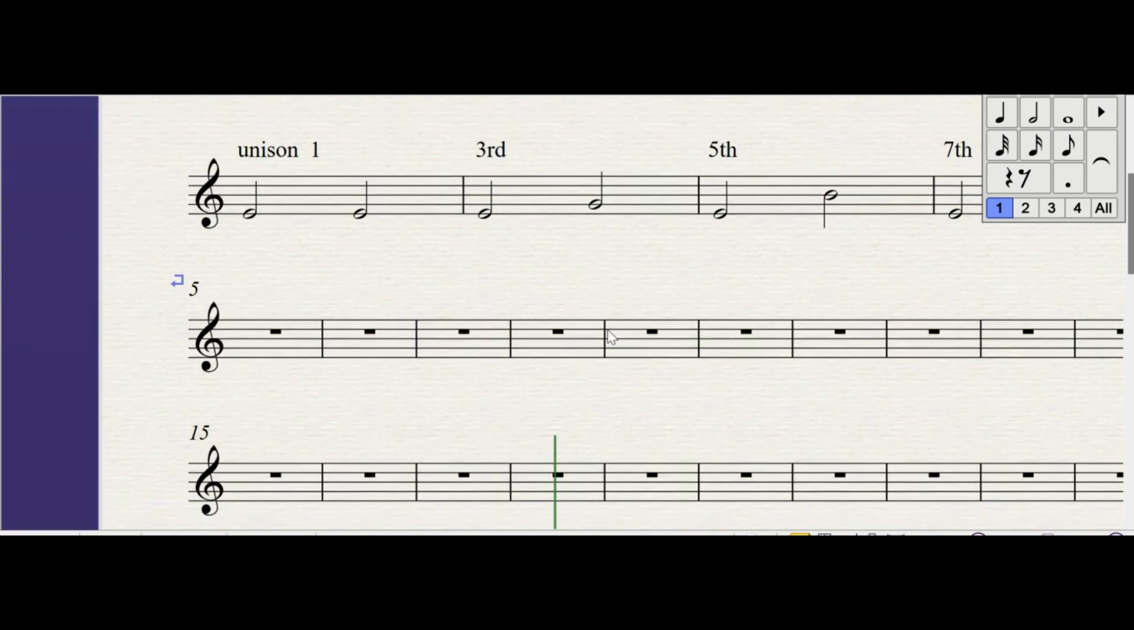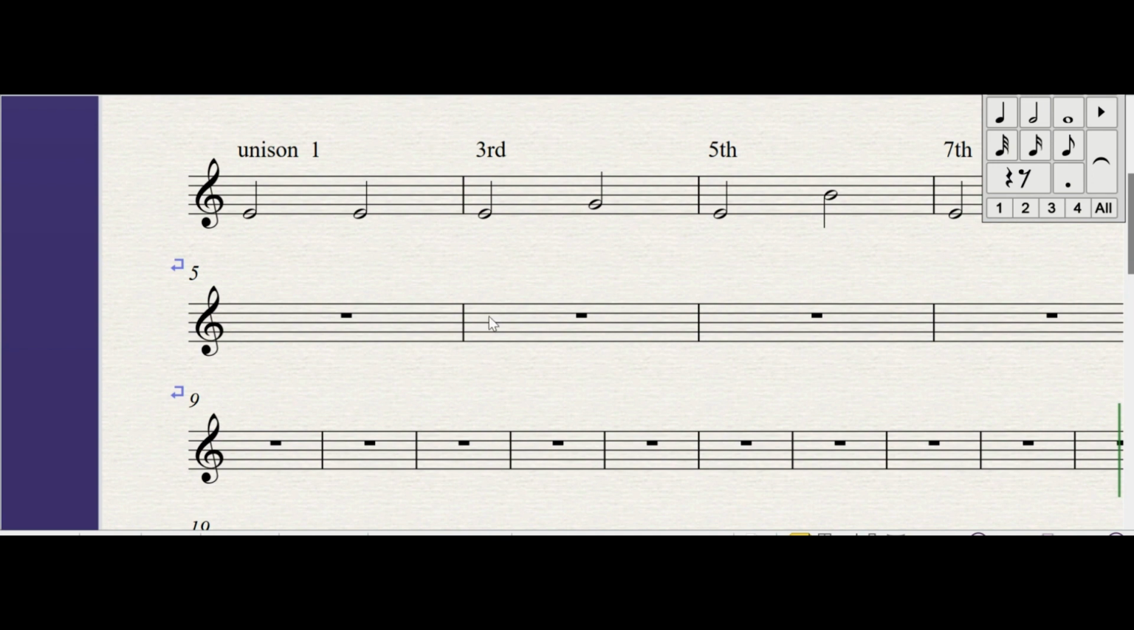Similarly, this works if you go from space to space. So say I'm starting on my F in the space. So this is going to be unison. Space, line, space. That's 1, 2, 3. That's an interval of the third.